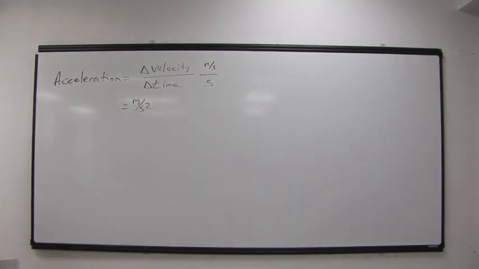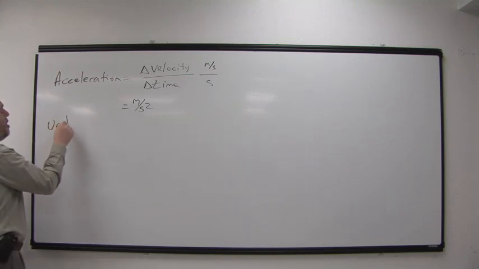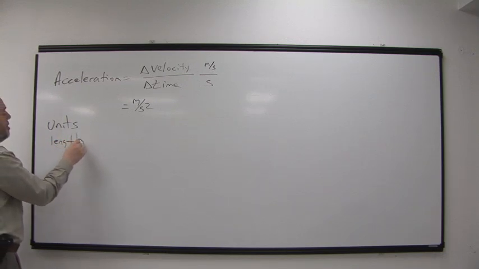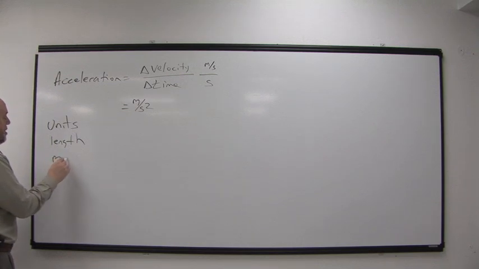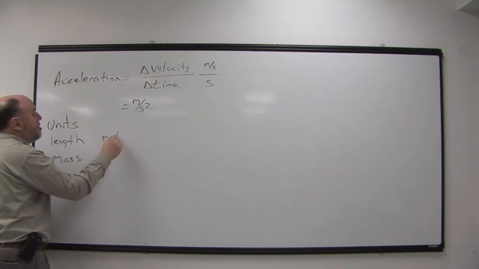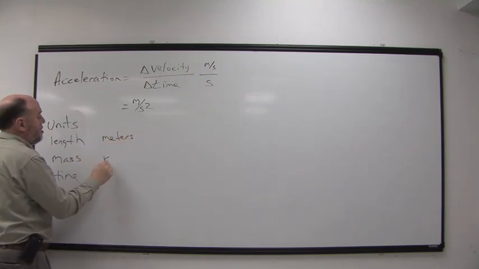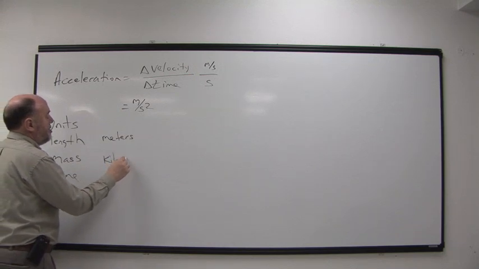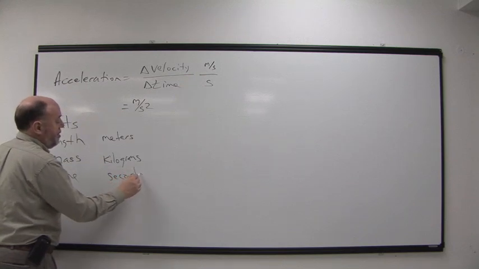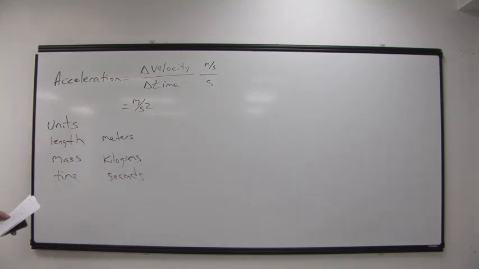So first, a little bit about units and the units that we will be using. The basic measurements are in terms of length, mass, and time. The base unit of length we'll be using will be meters. Mass will be in terms of kilograms. And then time will be in terms of seconds. And those will be the units we'll be using throughout this course.